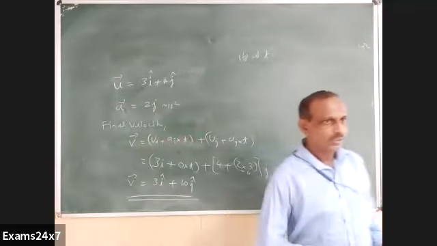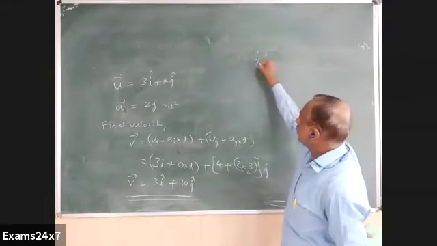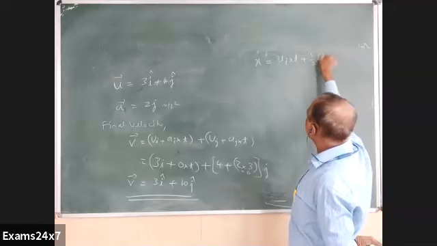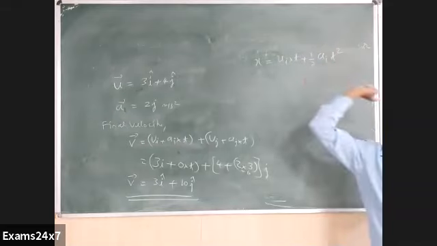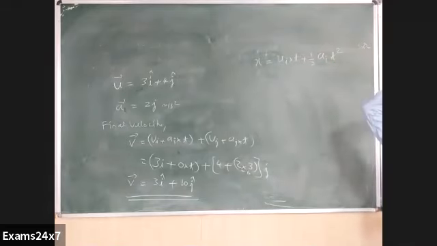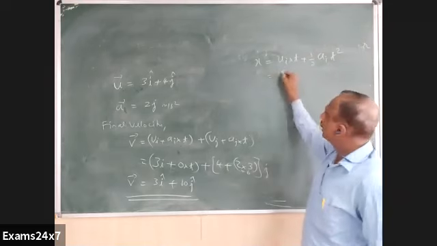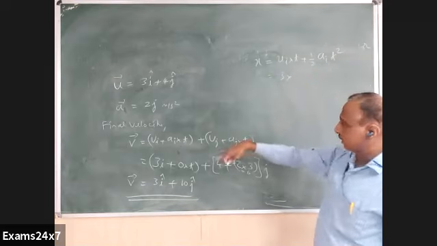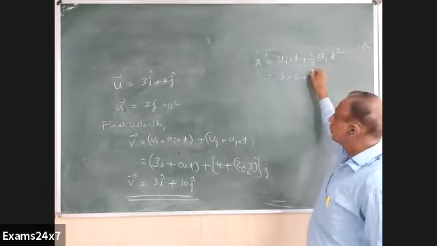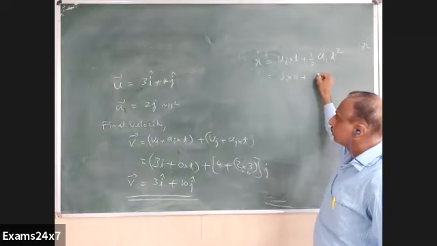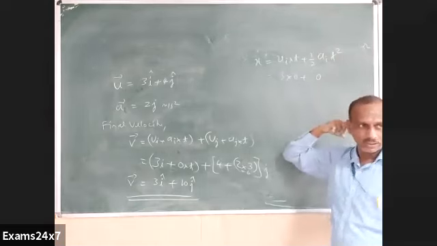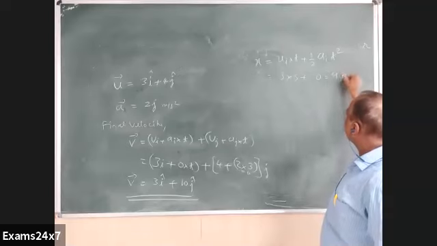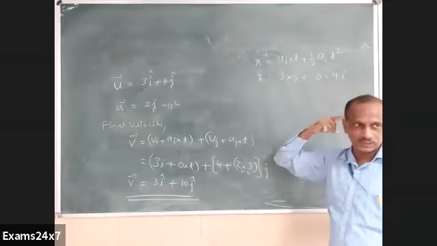It becomes more complicated. Okay, what is x direction displacement? ui into t plus half into ai t square. Along x direction, I have to apply this. I'll get x direction displacement. What is ui? 3. Time is mentioned here, 3 seconds. So 3 plus acceleration 0. So no acceleration. So only 3 into 3 becomes 9i. That is the displacement along x-axis.